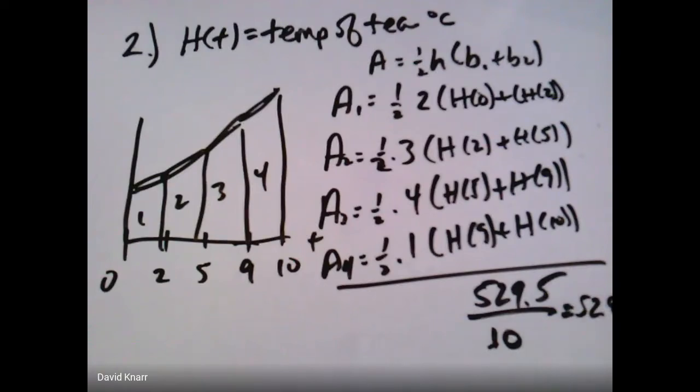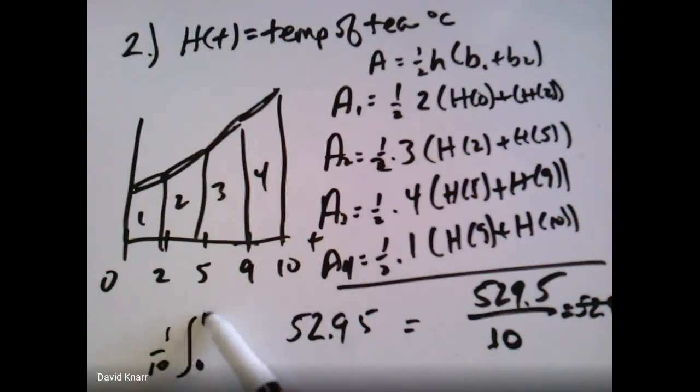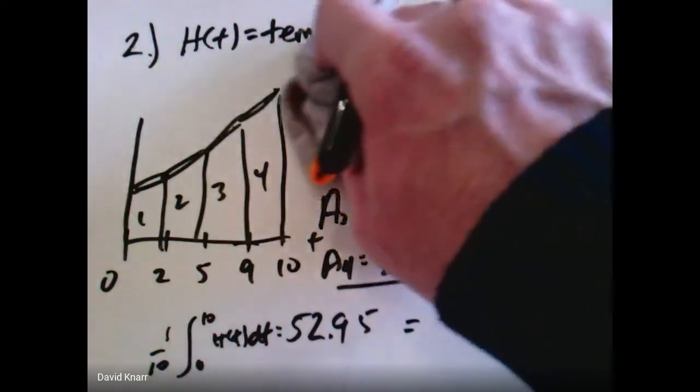52.95. Okay, oops, sorry, I can't see that. So you get, I'll do it over here, 52.95. That is 1/10 the integral from 0 to 10 of h of t dt. So there's your answer there. Okay, that we've done before, right? We've done it plenty of times.